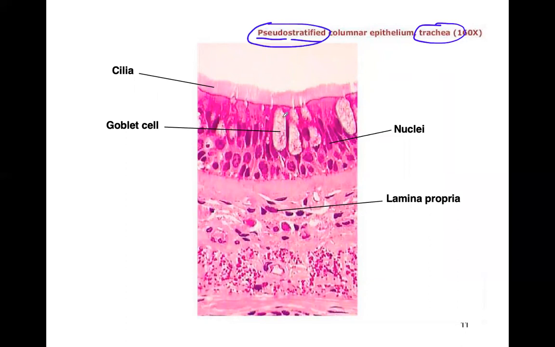So it's pseudo-stratified, and you're going to say, well, yeah, it's pseudo-stratified because there's some nuclei at this level, and there's some nuclei at this level, and some here at the bottom, but they are columnar shaped, so it's pseudostratified columnar epithelium. And again, you could see the goblet cells here, another goblet cell, here's another goblet, another goblet. Those are mucus producing.